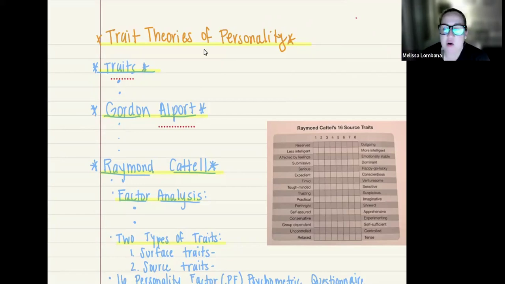Now trait theorists, write this down, are going to focus on observable and more measurable traits. So here we could see a little bit more of the scientific stuff behind it, right? Empirical data, just a little bit, because how you collect it is a little bit more challenging.